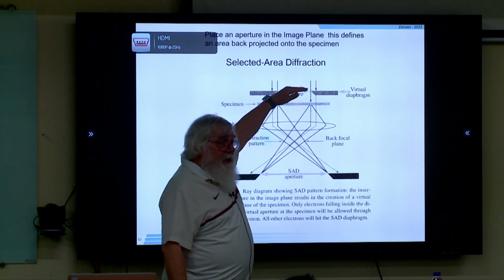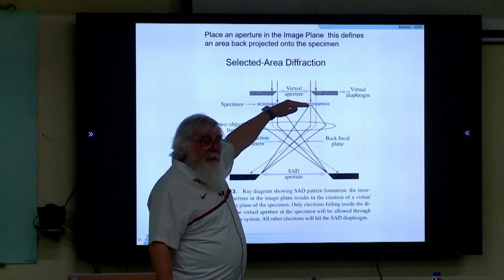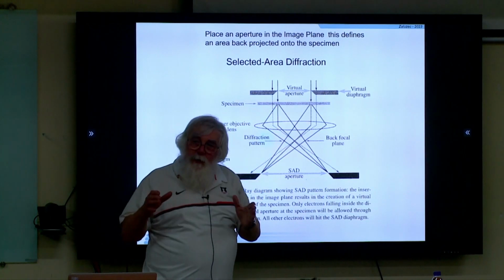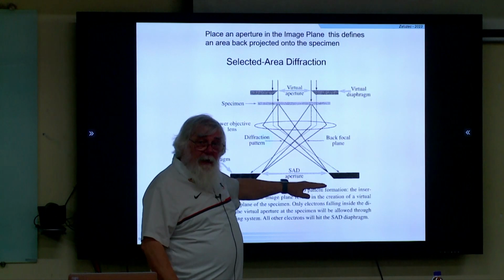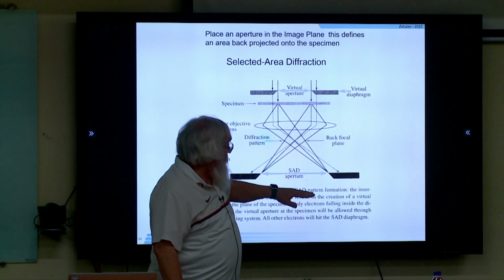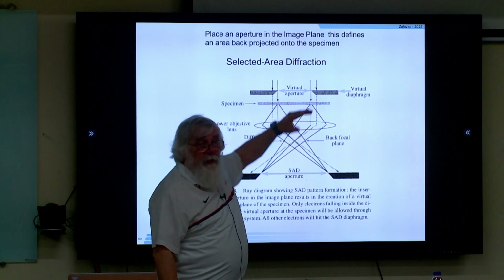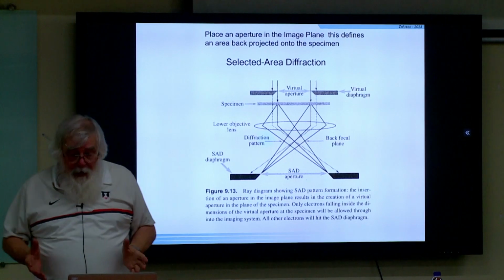Ideally, what we'd like is a nice parallel beam hitting, I keep touching the screen, hitting our sample. We can't put an aperture directly on top of the sample. Usually we want a very small area. So what we do is we actually put an aperture further down in the electron optical column, down in the lens stack, and that aperture projects backward to a small area on the sample. It gives us a limited diffraction pattern.